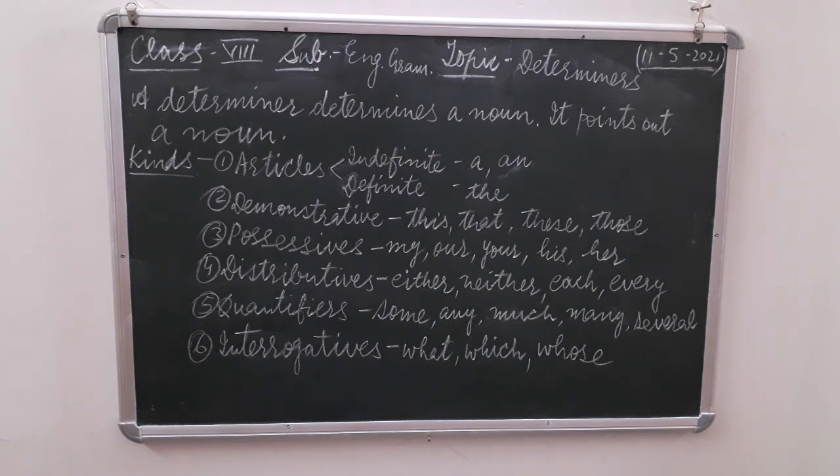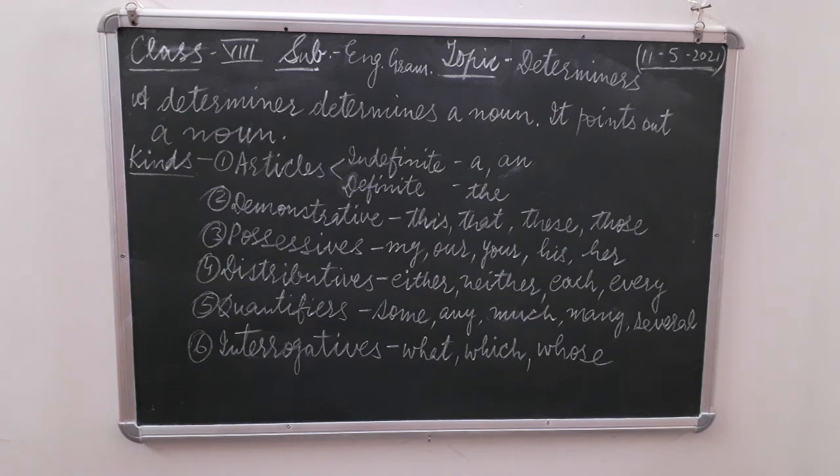Next, the is also used with a noun that has already been mentioned. For example, to make it particular again. Once upon a time there was a lion. The lion was sitting under a tree. So here the noun has been repeated. So instead of a, we will use the in the second sentence. I am repeating. Once upon a time there was a lion. The lion was sitting under a tree.